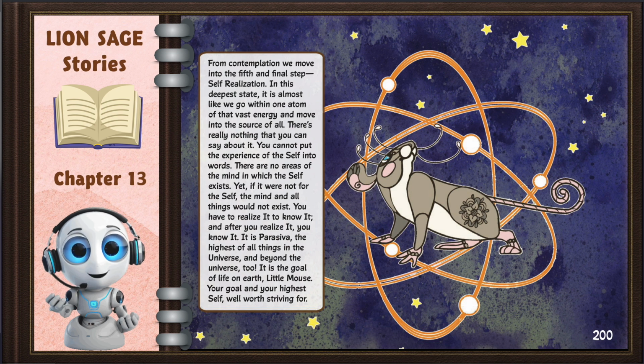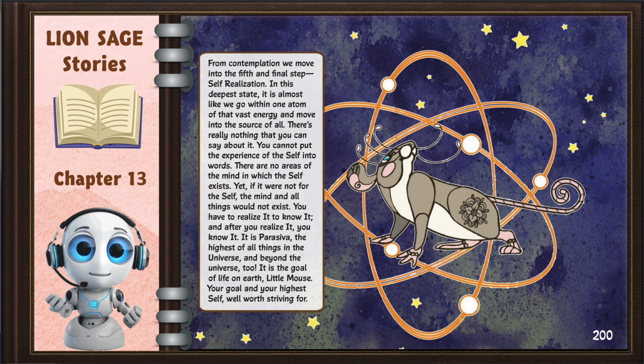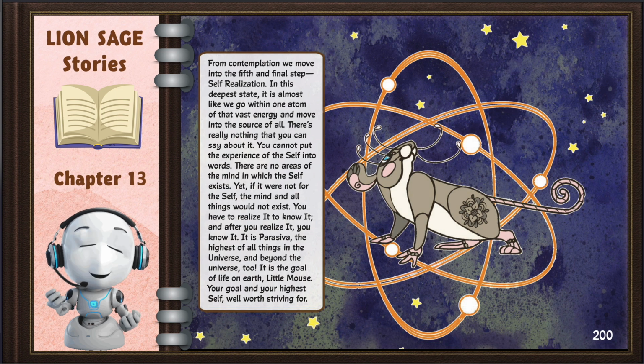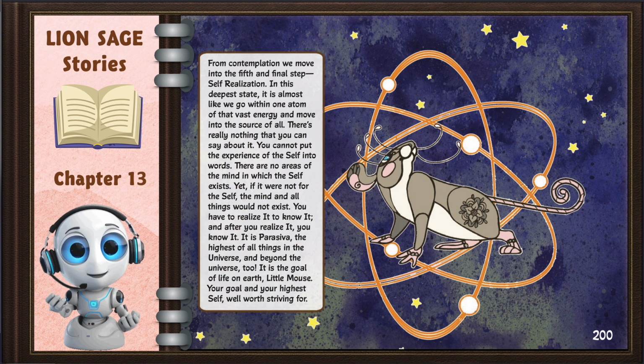Yet, if it were not for the self, the mind and all things would not exist. You have to realize it to know it. And after you realize it, you know it. It is parasiva, the highest of all things in the universe and beyond the universe too. It is the goal of life on earth, little mouse. Your goal and your highest self, well worth striving for.